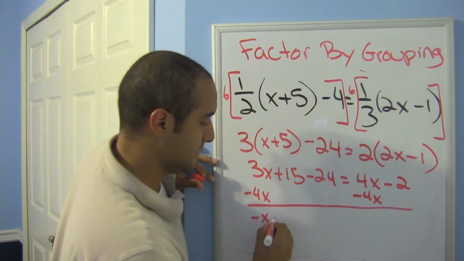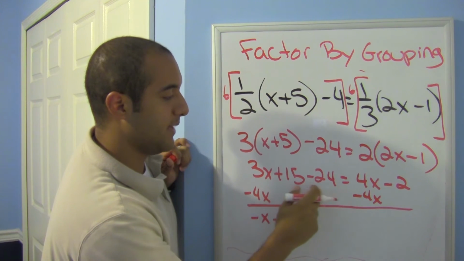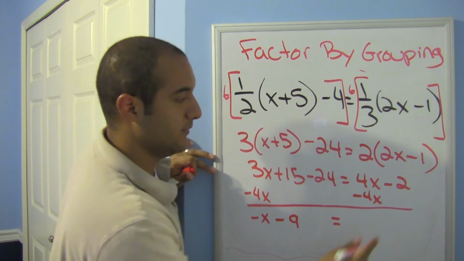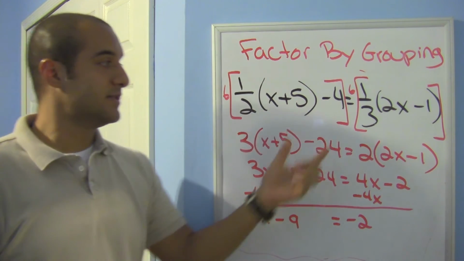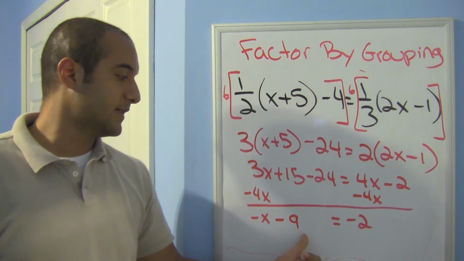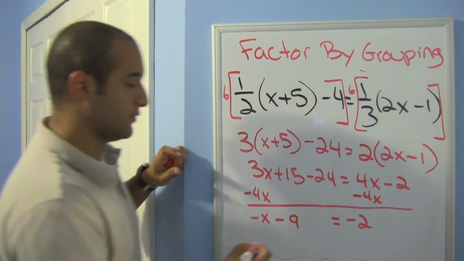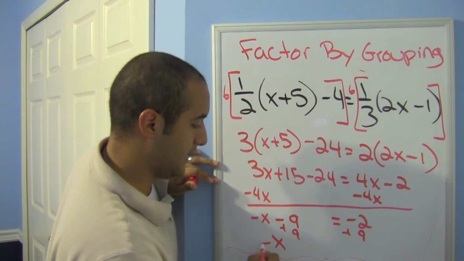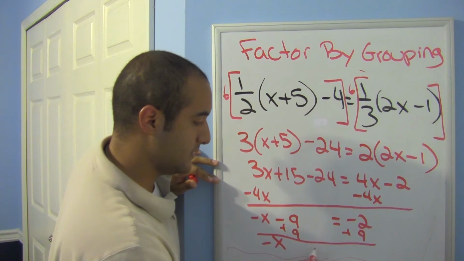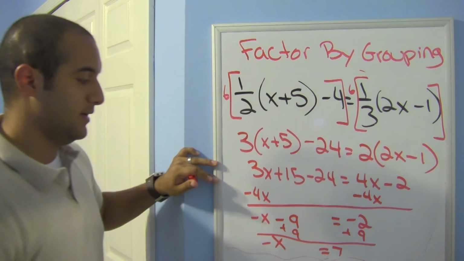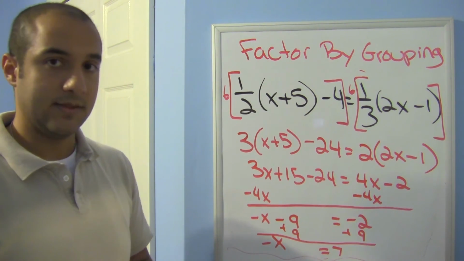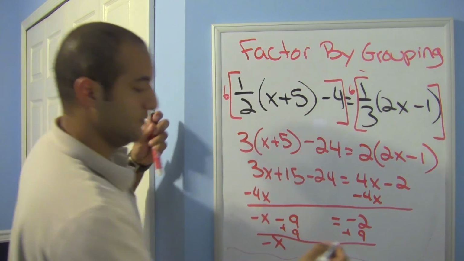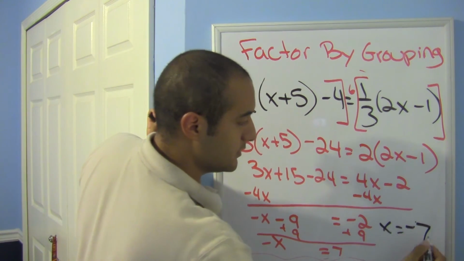I get negative x plus 15 minus 24 is negative 9. So negative 9 equal to negative 2. So we went from this craziness to having this. Negative x minus 9 equals negative 2. Okay, we can finish this one off. So plus 9 plus 9, I have negative x equal to 7. Now you're saying that negative x is equal to 7. That would mean that positive x is equal to negative 7. So x is equal to negative 7.